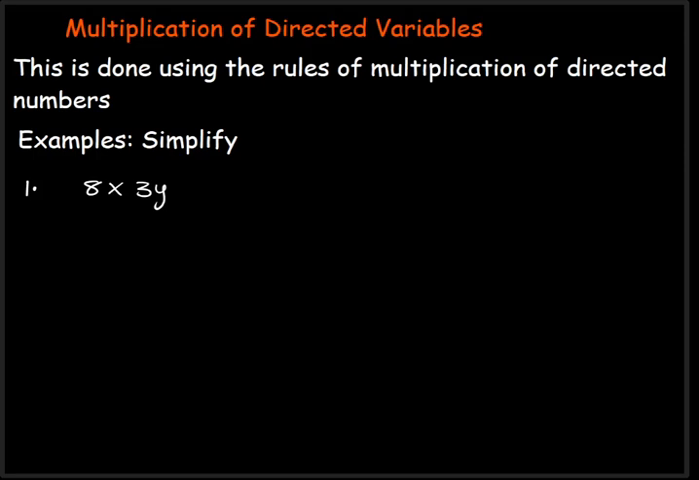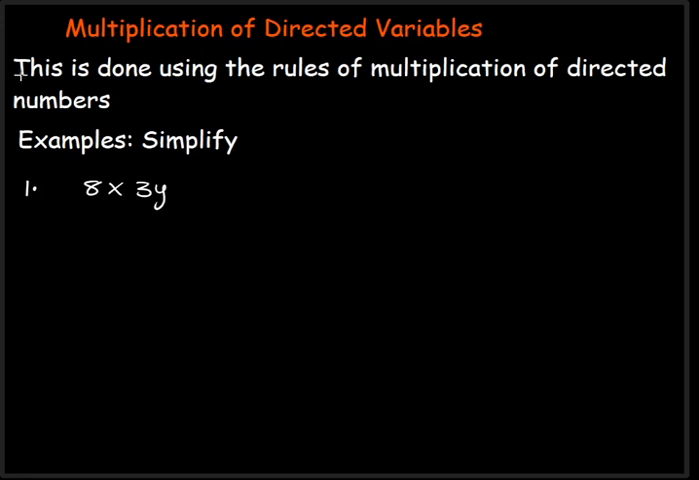We'll be taking multiplication of directed variables. Multiplication of directed variables. Now the rule says this is done using the rules of multiplication of directed numbers. So the same thing. And what are the rules when multiplying directed numbers?